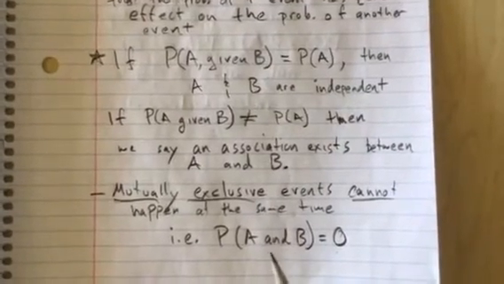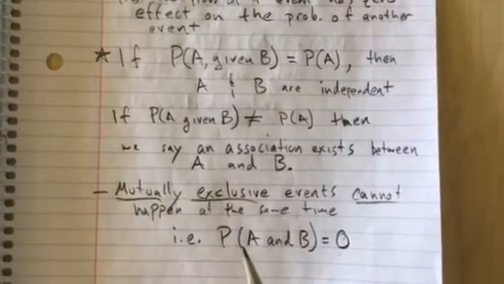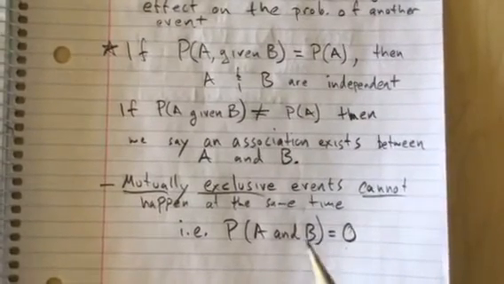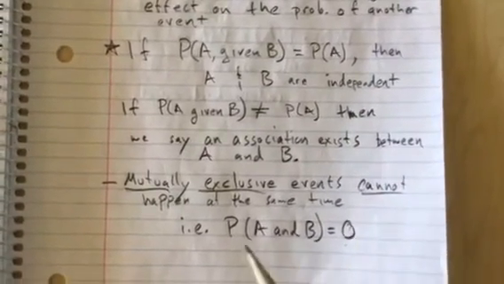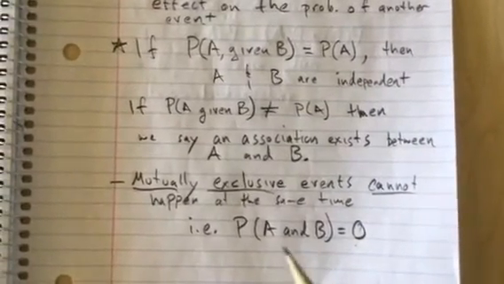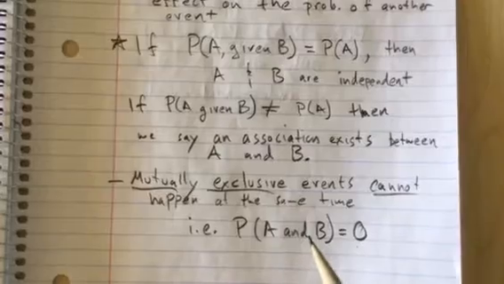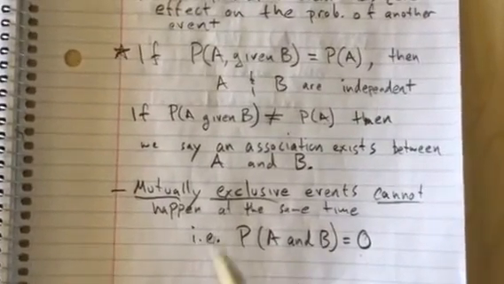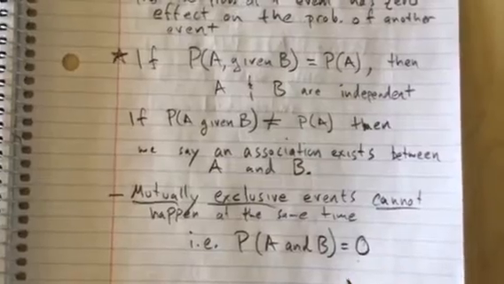Or in terms of a mathy way of saying that, the probability of A and B, which you might remember is the intersection of A and B, is zero. There is no overlap. Remember when we did some Venn diagrams, that would mean that the overlapping region in the middle had no elements in it. All right, if that's the case, then these are mutually exclusive events.